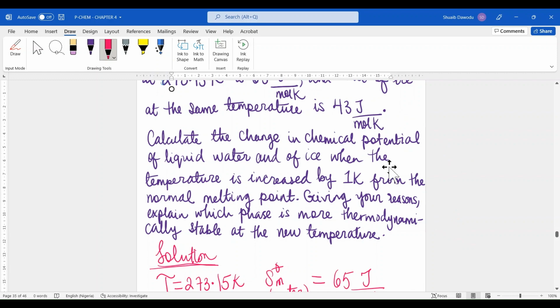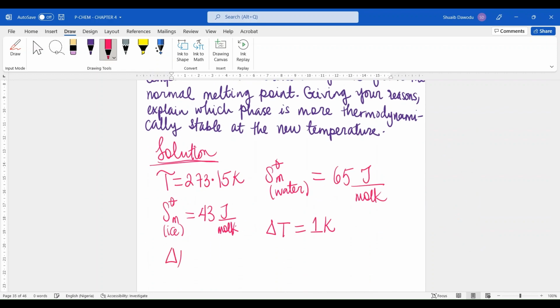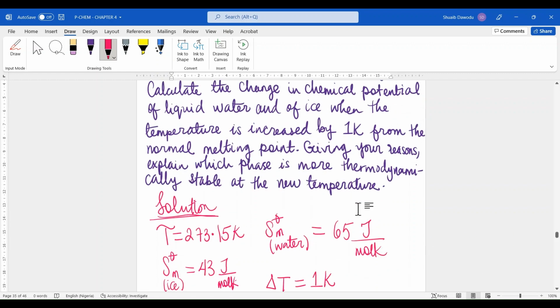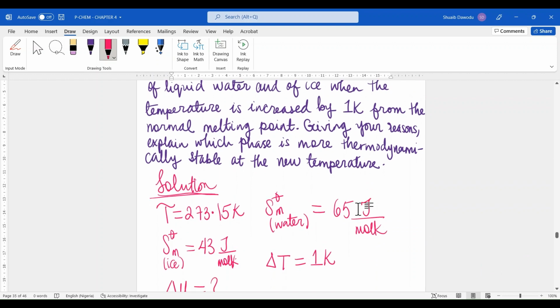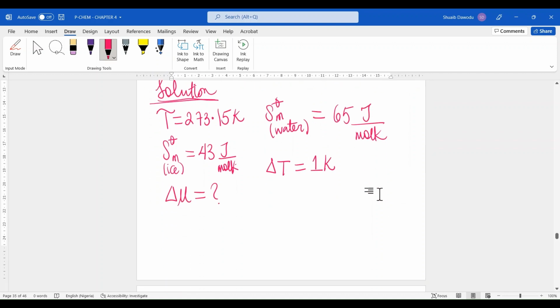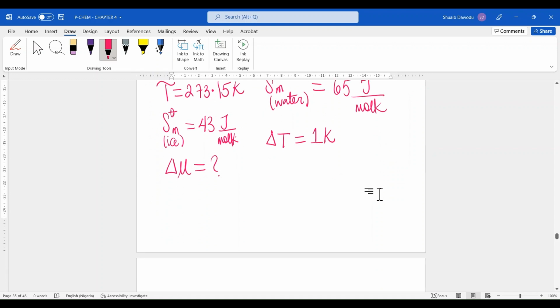So when they've given us all of this information, we're told to calculate the change in chemical potential. So that will be delta, meaning change, and then the mu sign is the symbol for chemical potential. We're asked to find the change in chemical potential of liquid water and of ice, so we're going to be calculating two. And given your reasons, explain which phase is more thermodynamically stable at the new temperature. So at the end, we are going to compare two results.